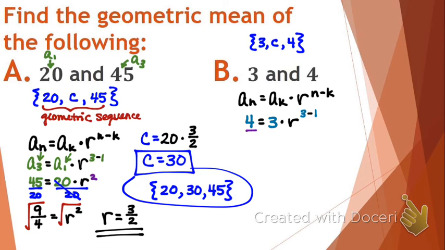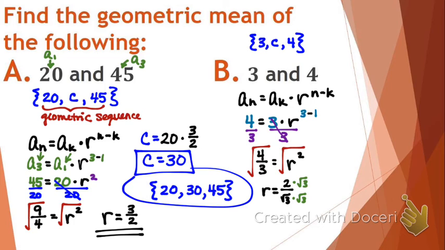I'm going to divide both sides by 3. So I have 4/3 equals r squared. Take the square root of both sides. I only have to worry about the positive one since it's a geometric mean. How does the square root of 4/3 simplify? 2 over square root of 3. Can I leave stuff like that? No, we have to rationalize that denominator. So my r value is 2 radical 3 over 3.